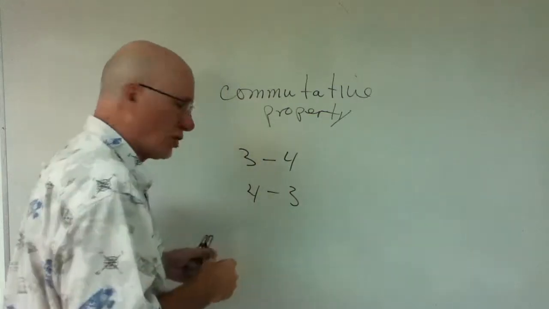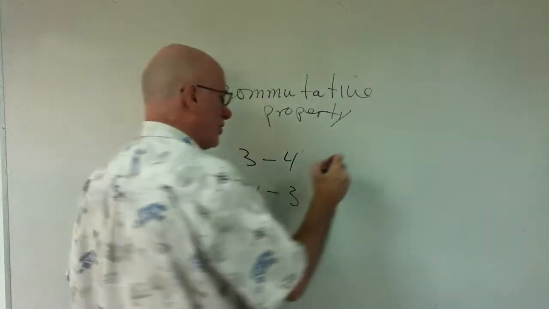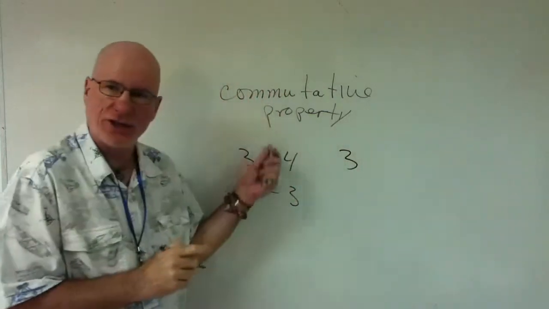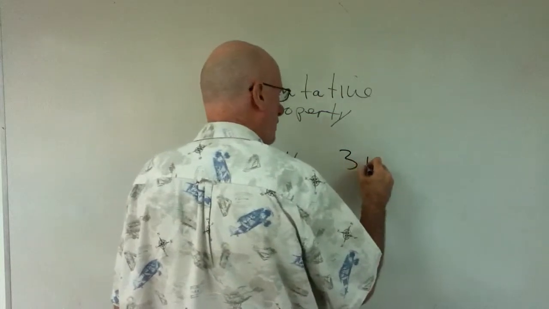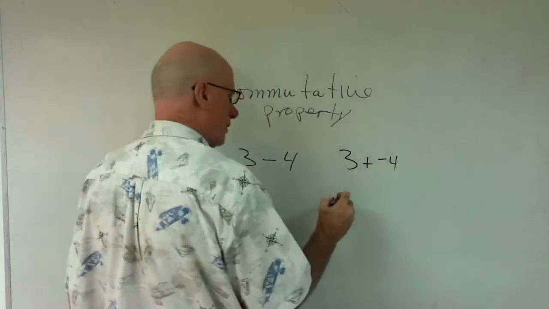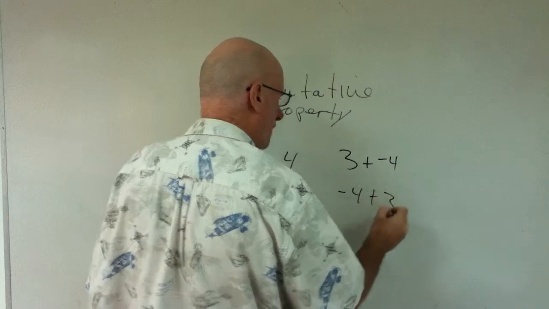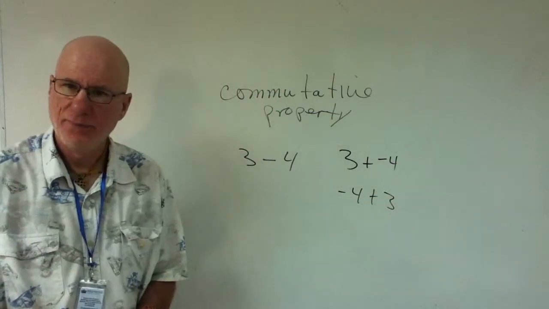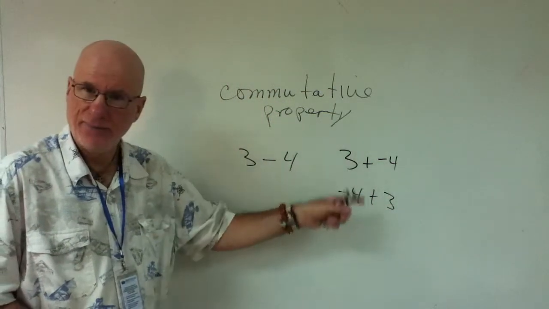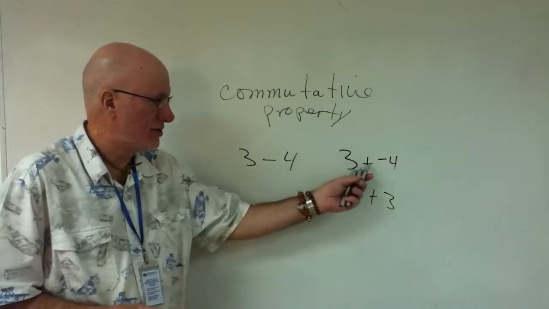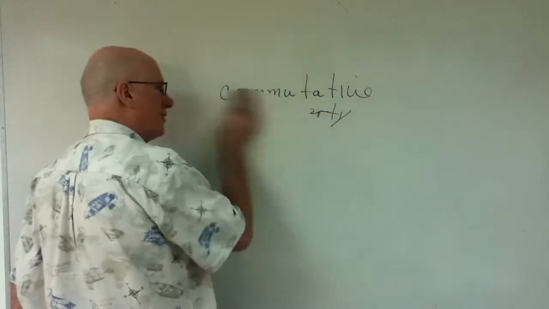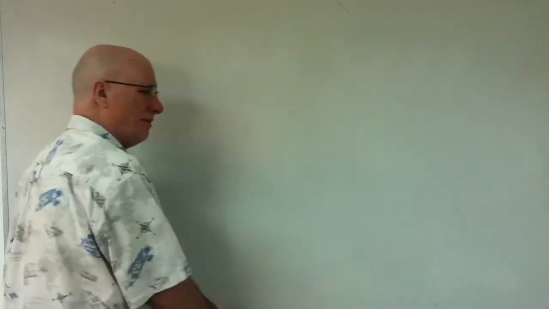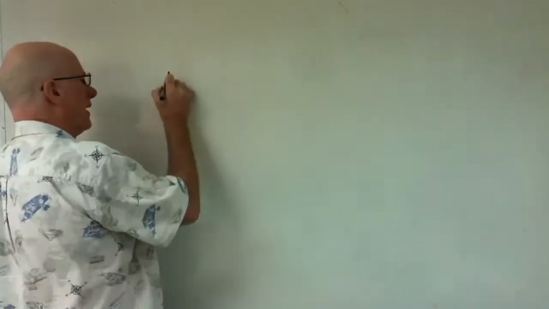But couldn't I change these to addition and then check? So I'll say 3 plus a -4, and then -4 plus 3. Are they the same? Yes, those are the same because I changed it to addition. Now, that was a property. The commutative property is a property you learned many moons ago. We're going to learn another property today.